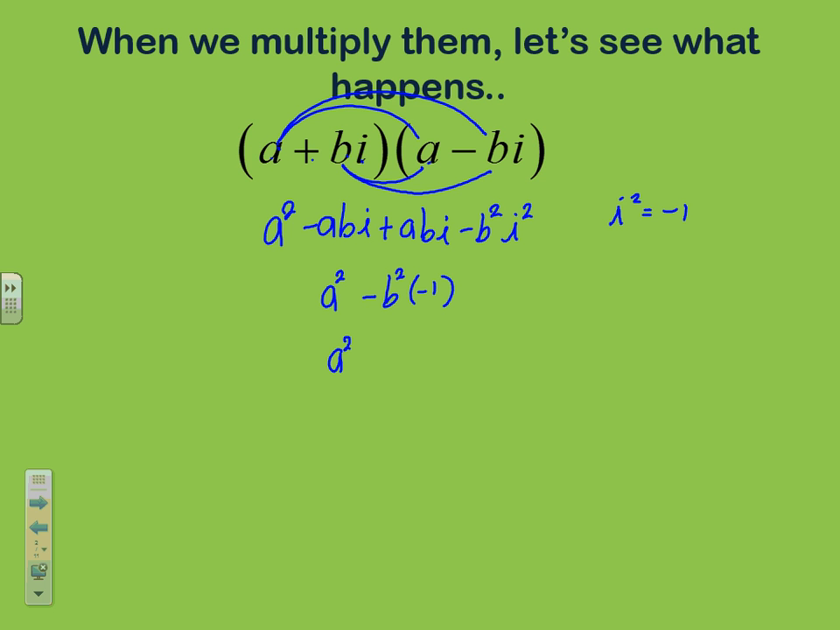So negative b squared times a negative 1 becomes a positive b squared, and the a and the b are both real numbers. So when I square them and add them together, I'm going to be left with one individual number. So from taking complex conjugates and multiplying them together, we're going to wind up with a single number as a simplified form.